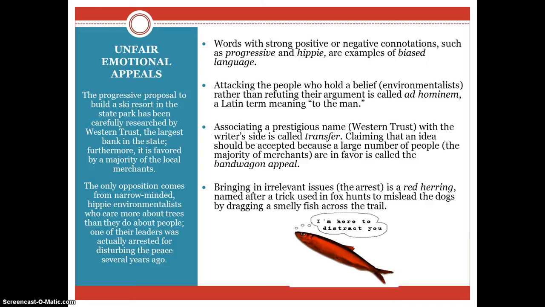Words with strong positive or negative connotations, such as "progressives" and "hippies," are examples of biased language. Attacking the people who hold a belief, "environmentalists," rather than refuting their argument is called ad hominem, a Latin term meaning "to the man." Associating a prestigious name, "Western Trust," with the writer's side is called transfer. Claiming that an idea should be accepted because a large number of people, "the majority of merchants," are in favor is called the bandwagon appeal.